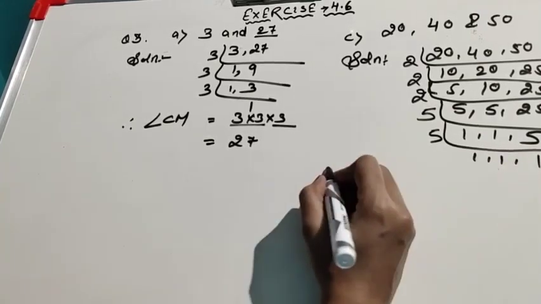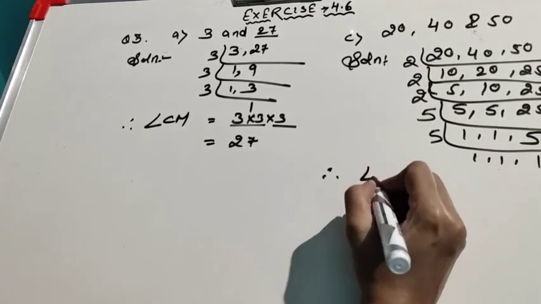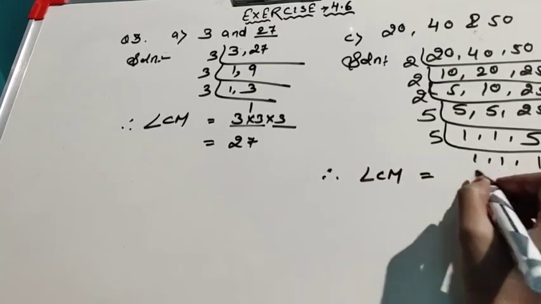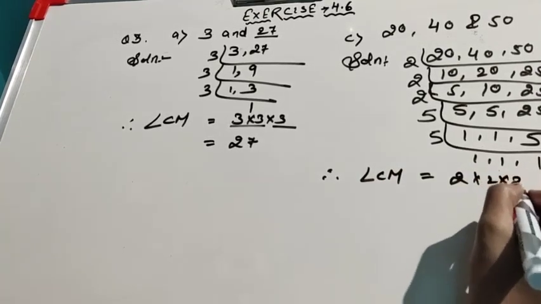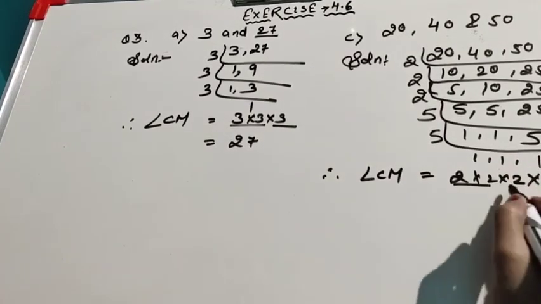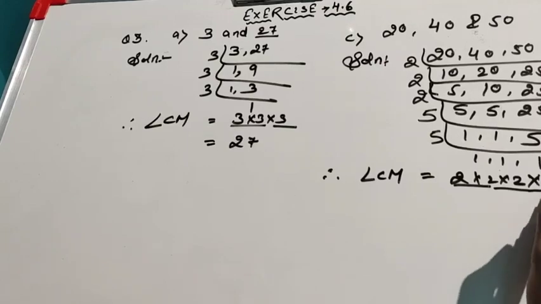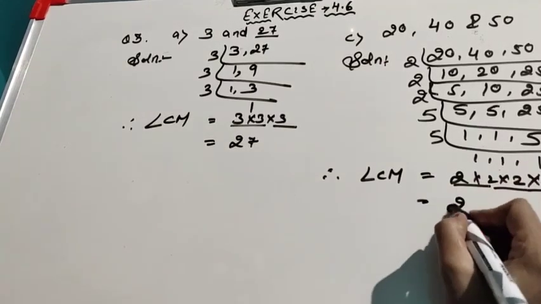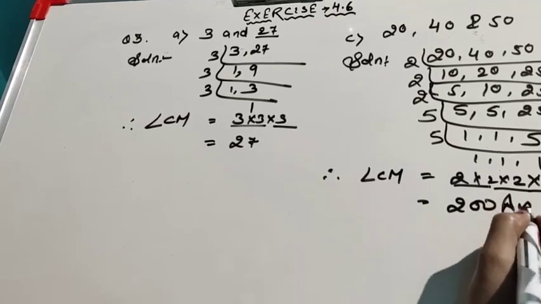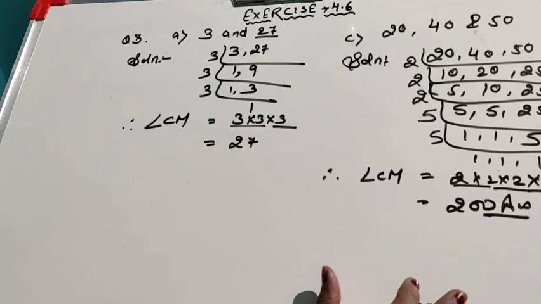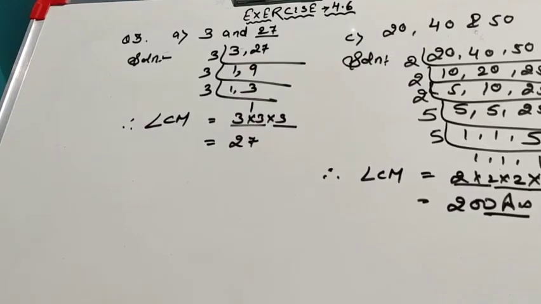After that we will write, therefore LCM of 20, 40 and 50 is equal to 2 multiplied by 2 multiplied by 2 multiplied by 5 multiplied by 5. So 2 2s are 4, 4 2s are 8, 8 5s are 40, 40 5s are 200, which is your correct answer. Understood? The method is very easy and you have to solve it the same day. Don't leave it for tomorrow or the day after tomorrow.